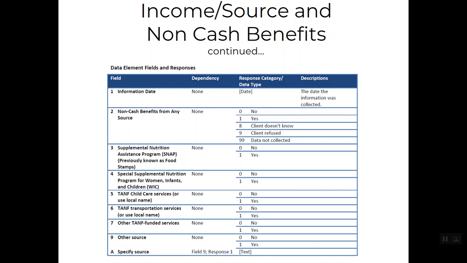Same kind of theory with the non-cash benefits. You are collecting the date that you're collecting this information. Have they received any of these benefit sources? And then yes or no to each one.